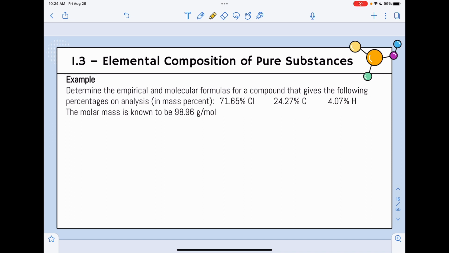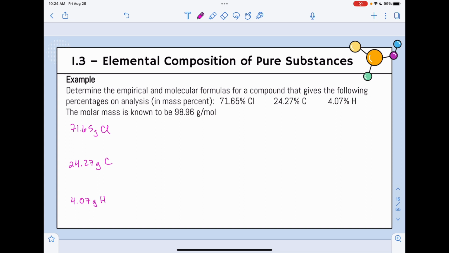If we remember with our compositional analysis, we are going to assume that we have 100 grams of the sample. That's because 71.65% of 100 is just 71.65 grams. 24.27% of 100 is 24.27 grams. And 4.07% is, you guessed it, 4.07 grams, and that's hydrogen. We're going to do the same thing that we did in our previous example.